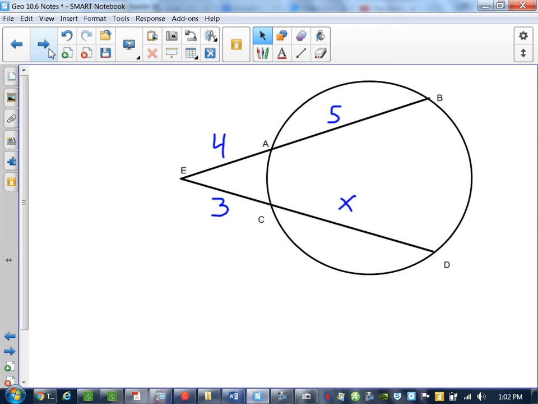You have an outside and a whole thing. Outside and a whole thing. To be honest with you, I wouldn't even bother worrying about the lettering right now at all, because it doesn't happen all the time. They might ask you, hey, what is segment CD going to equal? Or hey, what is ED equal? What is the whole thing? You might have to do something like that. But for right now, let's just worry about how to do the algebra.